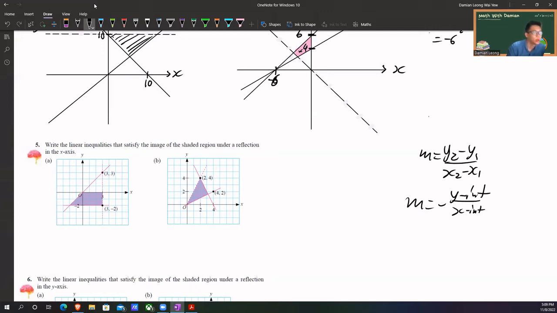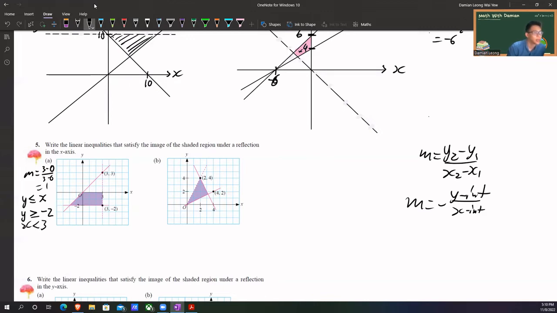So y equals x. Or you can take the gradient, y2 minus y1 over x2 minus x1, 3 minus 0 over 3 minus 0, which is 1. So it's y equals x. Shaded region below, so less than, that's equal. Y less or equals x. Then this one, y equals -2. Above, more than, solid line equals. Y more or equals -2. And this one is x value of 3, to the left, less, x less than 3.